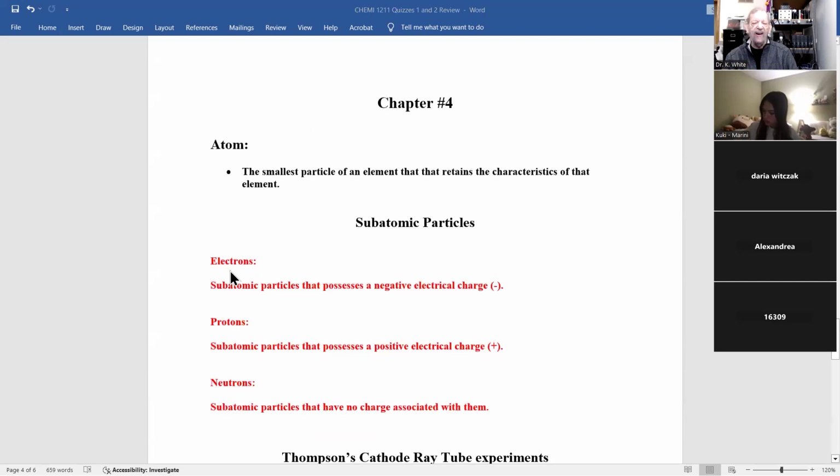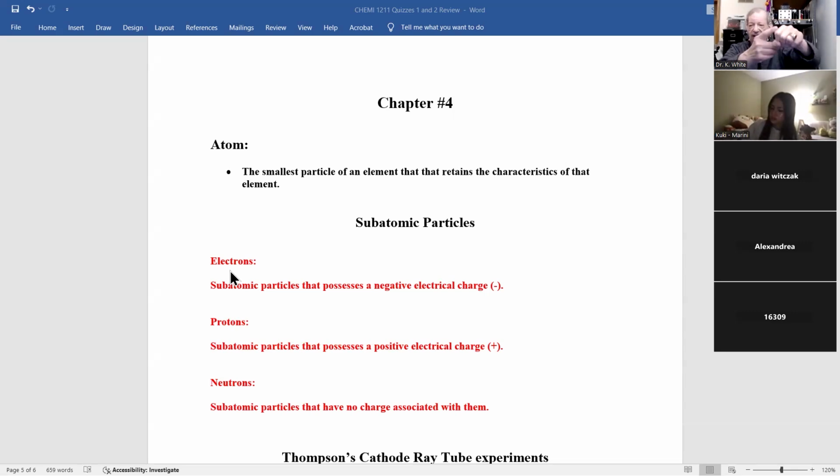All right, let's talk about chapter 4. All right, we're getting into some chemistry now. Dr. White's getting all excited. First thing you should know is the atom. What is the atom? And you should know the atom is the smallest particle of an element that retains all the characteristics of that element.